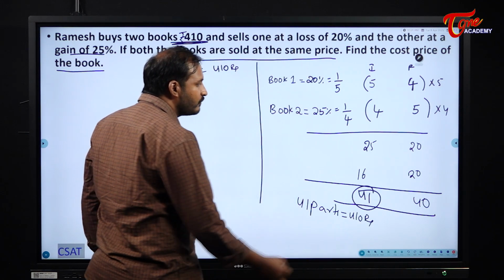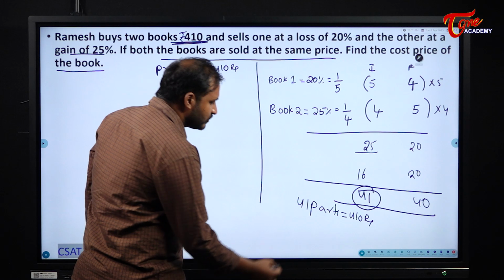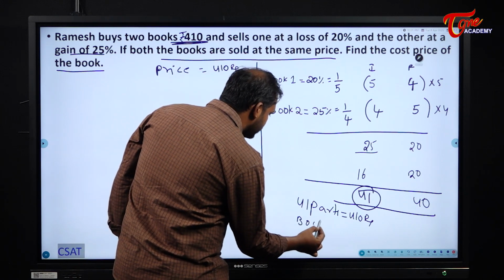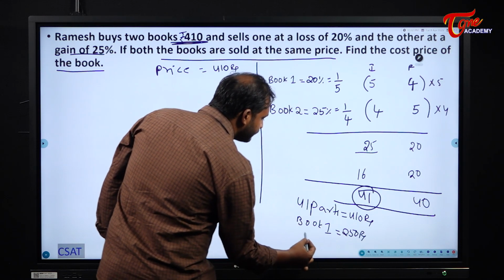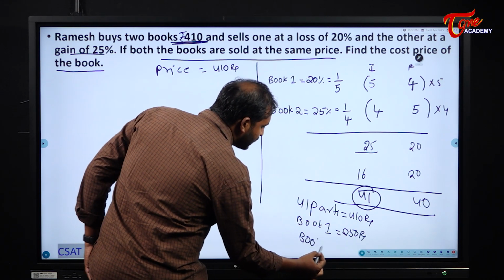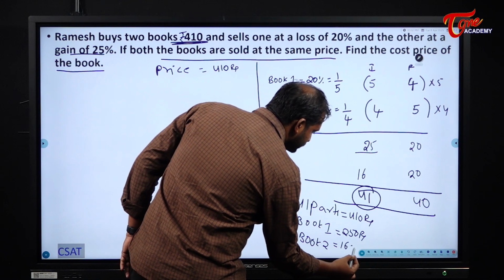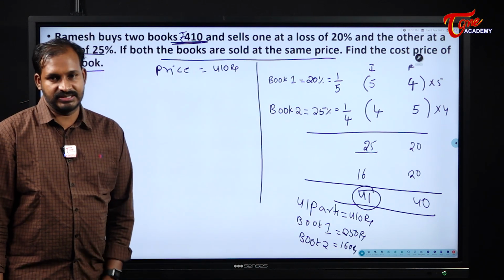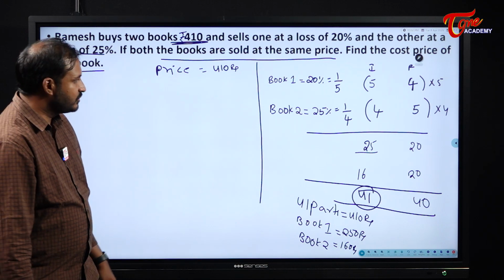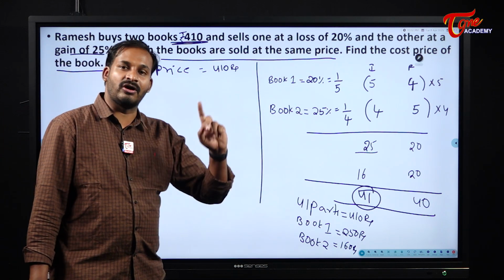So when it comes to book 1, this is how much? 25 parts. So book 1 price will become what for me here? Book 1 will become 250 rupees. When it comes to book 2, this will become 160 rupees. Book 1 will become 250 rupees and book 2 will become 160 rupees. Understood, students? So like this we can solve with the help of that shortcut method.